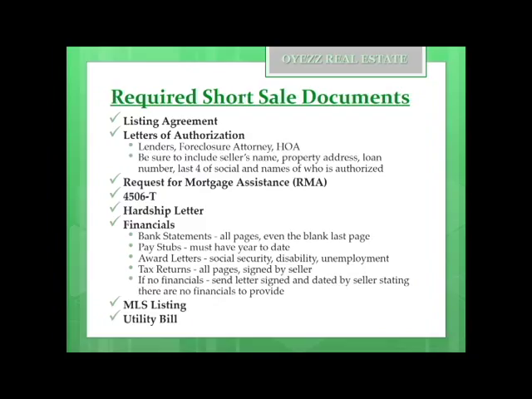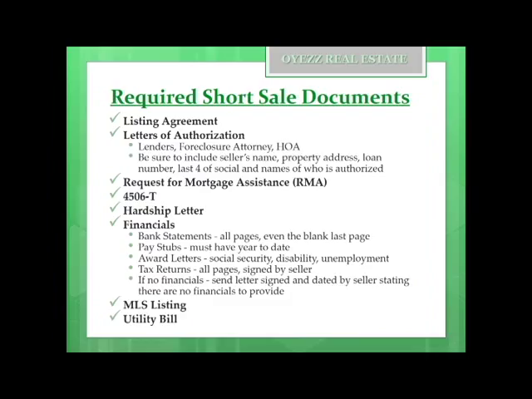Another document that will be required is what's called an RMA, Request for Mortgage Assistance. This shows that the seller is upside down on their mortgage and on their expenses, that they cannot afford to make their mortgage payments, and it will outline why and how by detailing their expenses. You need a 4506T, which is a tax transcript for the bank to pull the seller's taxes. You need a hardship letter. The hardship letter is going to state why they are in this position, why they cannot afford their mortgage.